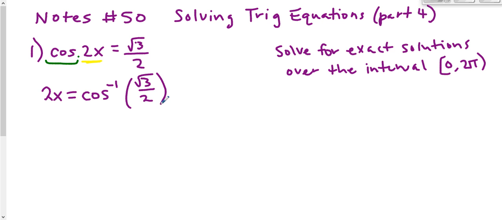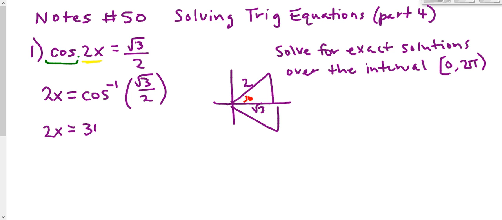Now we know how to find inverse cosine of square root 3 over 2. Let's see, it's positive, so we would be in quadrant 1 or quadrant 4. And the square root 3 would be on the adjacent, and the 2 would be on the hypotenuse. So we are looking at a 30-degree angle there. So first of all, I like to think in degrees, and then we'll switch over to radians. So 2x is going to be equal to 30 degrees or 330 degrees.